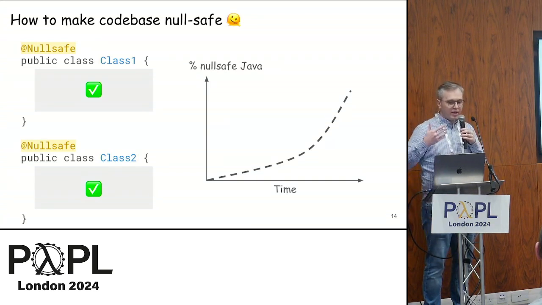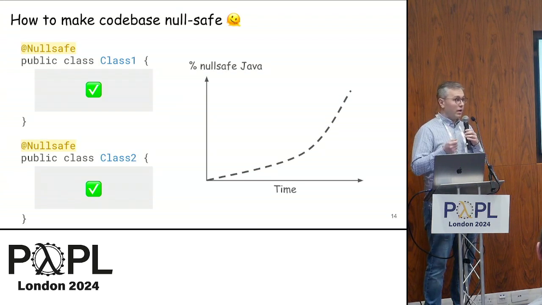This had 2 very nice properties in a sense that we had a very clear progress metric. And we also had, I mean, the progress was monotonic. As soon as something is null safe, it stays null safe, right?